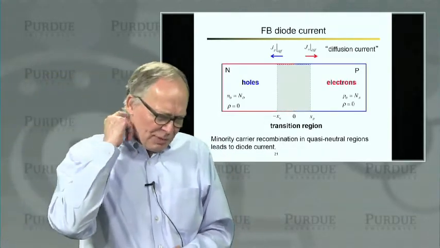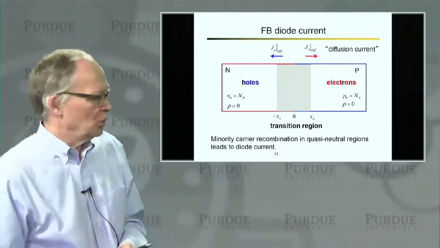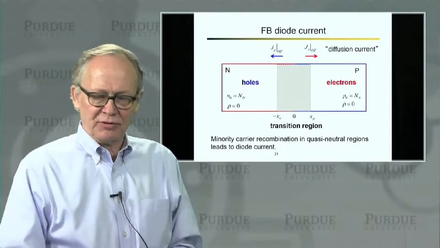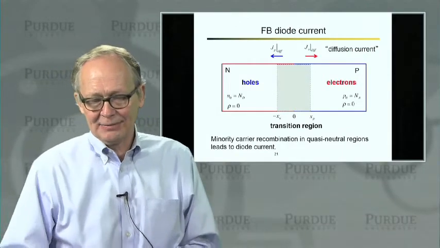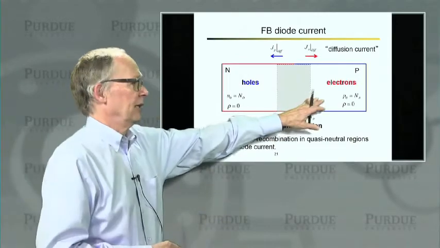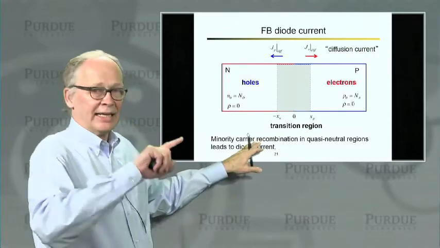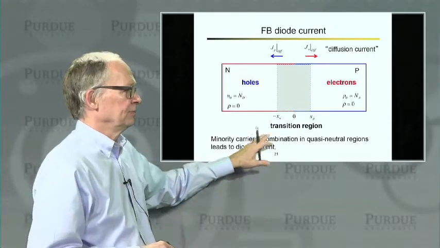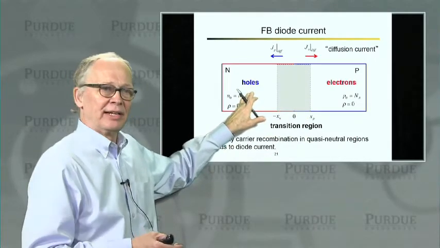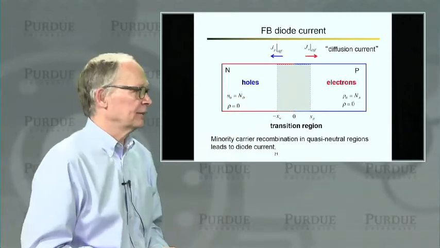So remember when we were discussing the ideal diode equation, we talked about how an electron that's injected from the N side into the P side is a minority carrier electron. Anytime they recombine, I get one electron in the external circuit. If a hole is injected from the P side to the N side, it's a minority carrier. Anytime it recombines, I get one electron in the external circuit.